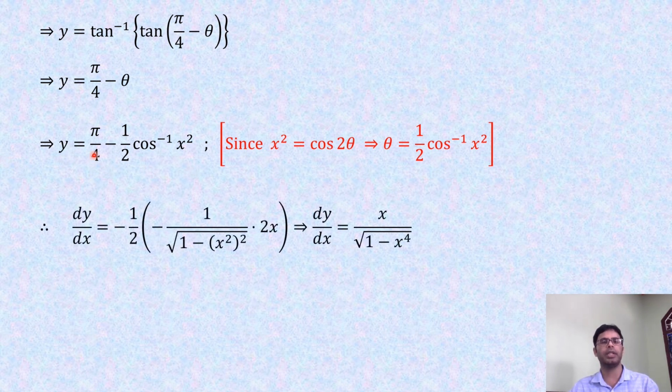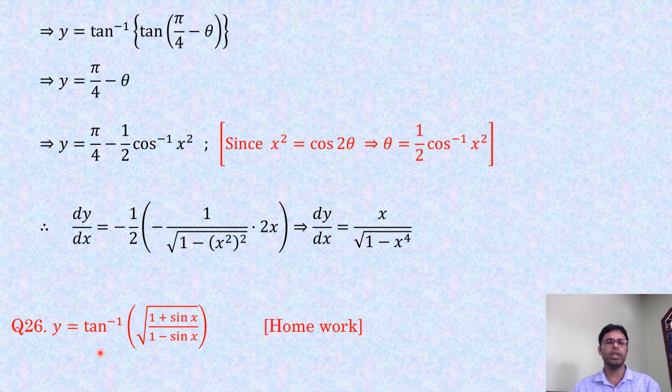So dy dx is equal to pi by 4 is a constant number, so derivative is 0. This minus half is there. Cos inverse function derivative is negative of 1 by root over 1 minus this term square, x square whole square, into derivative of this x square by chain rule, it is 2x. That implies dy dx is equal to this negative make positive, 2 and this 2 will cancel, so numerator is x only and denominator is root over 1 minus x to the power 4, and that is the solution for the question. So this question is homework for you.